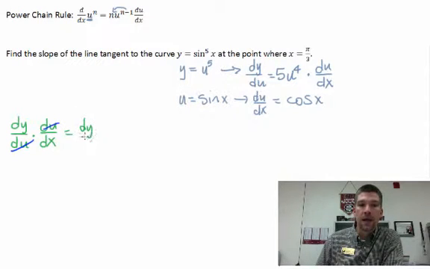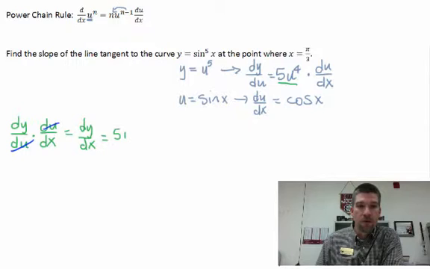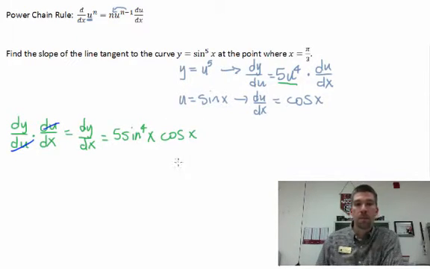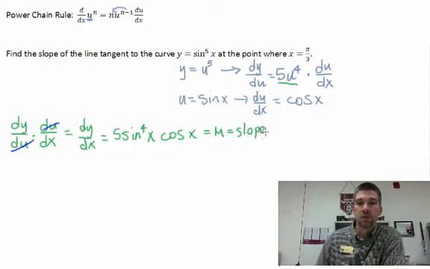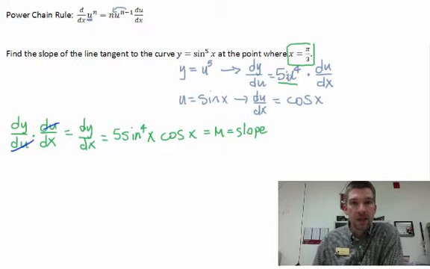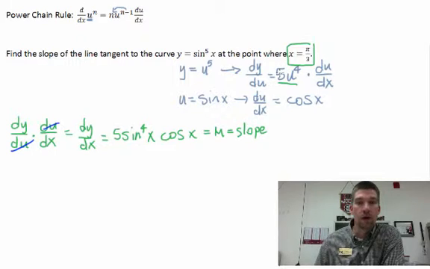So dy dx in this case is equal to 5u to the fourth. Remember, u here is sine. So 5 sine to the fourth times cosine x, which is my du dx. Okay? So here's my chain rule with a power, and now this is equal to my slope. Well, what does that mean? That means that all I need now is an x value, and if I have an x value, I can find a matching y value to get a point, and then I can use that same x value to find the actual slope of the line where I'm interested.